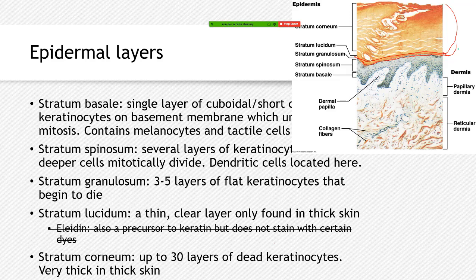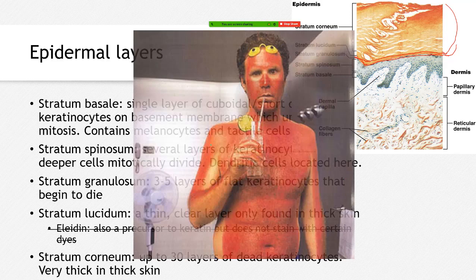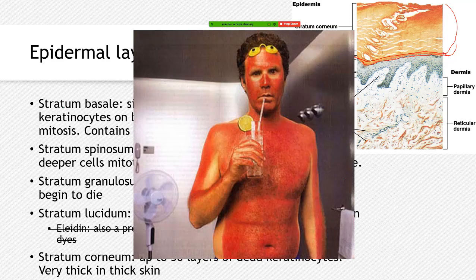There is a mnemonic for this to remember the layers of the epidermis, and it goes like this, okay? So we'll start from the top downwards. It's come, let's get sun burned, okay? C for corneum, L for lucidum, G for granulosum, S for spinosum, B for basale.